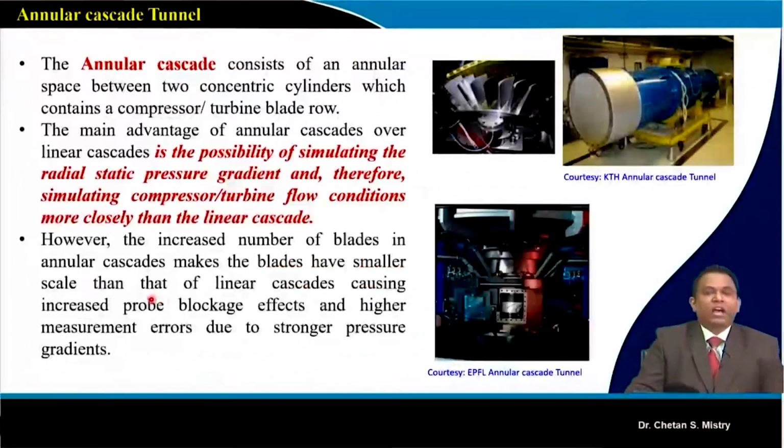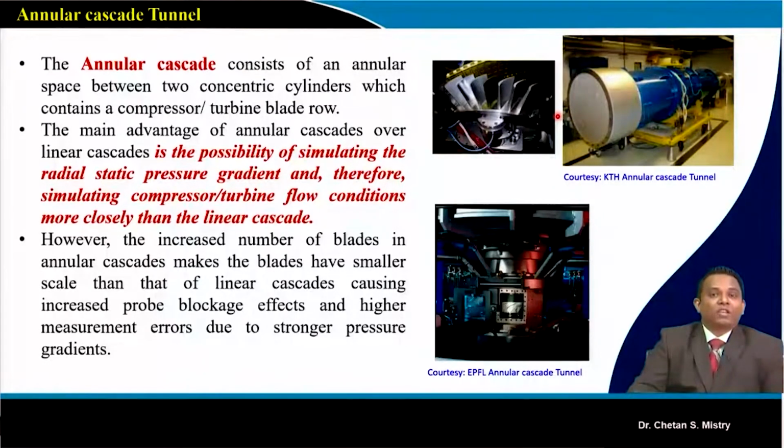Now there is another possibility people are moving with, called the annular cascade tunnel. So you can say we will be making it full scale. Here, this is the KTH annular cascade tunnel. You can make all your blades, make your whole passage, and do the simulation or the experimentation for that.